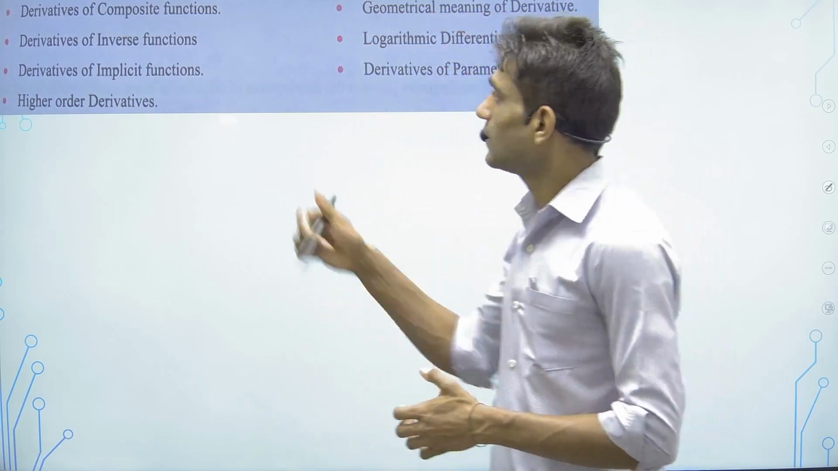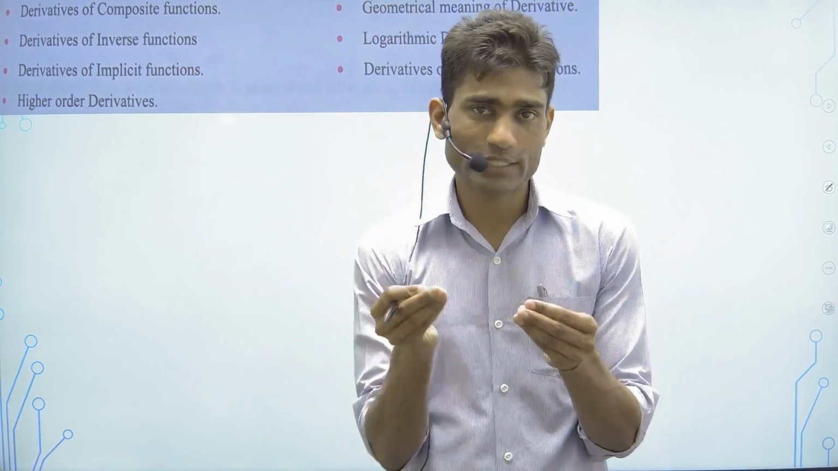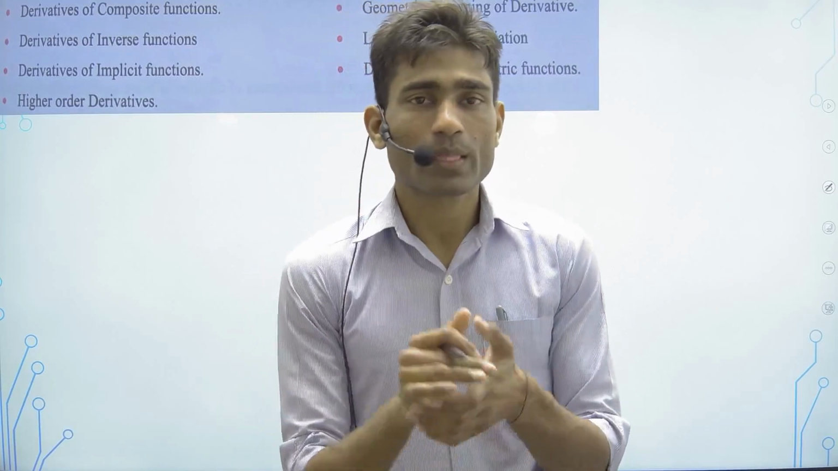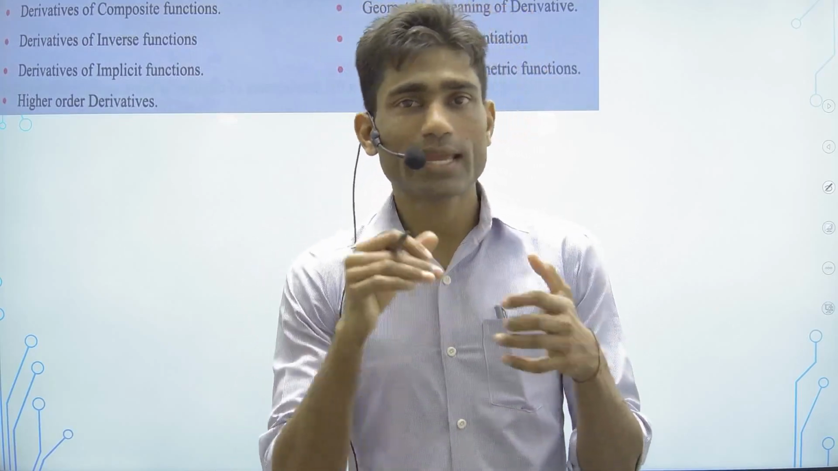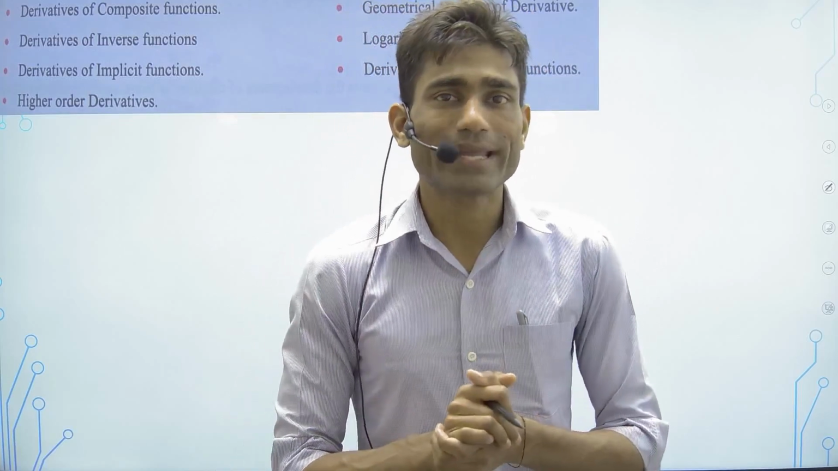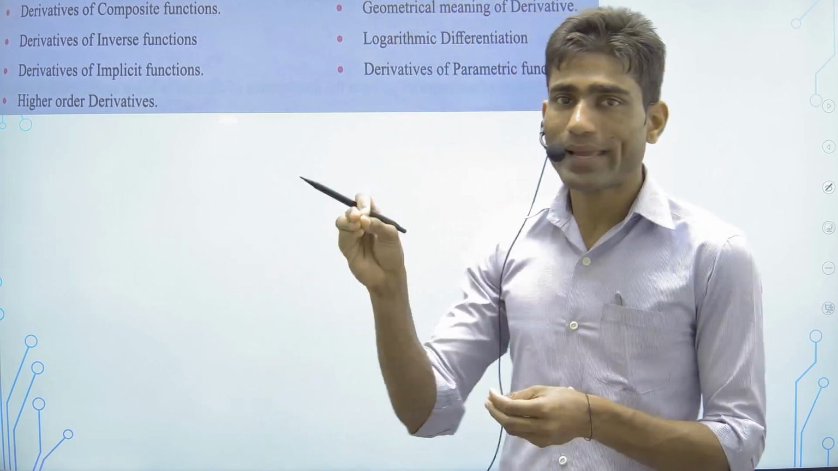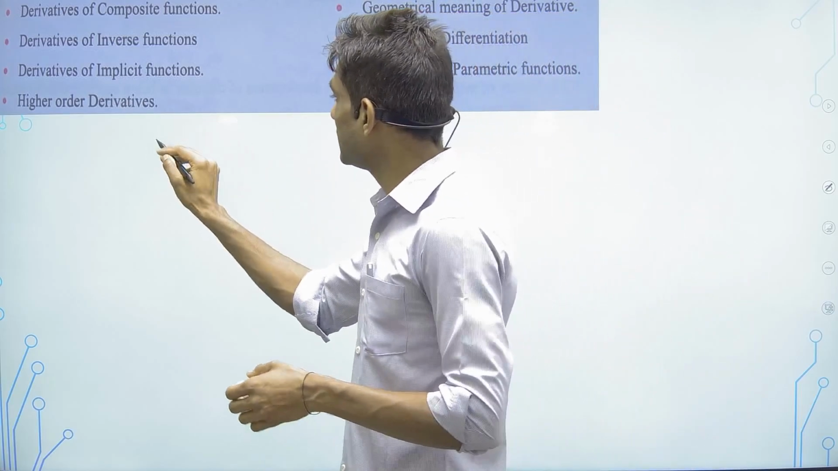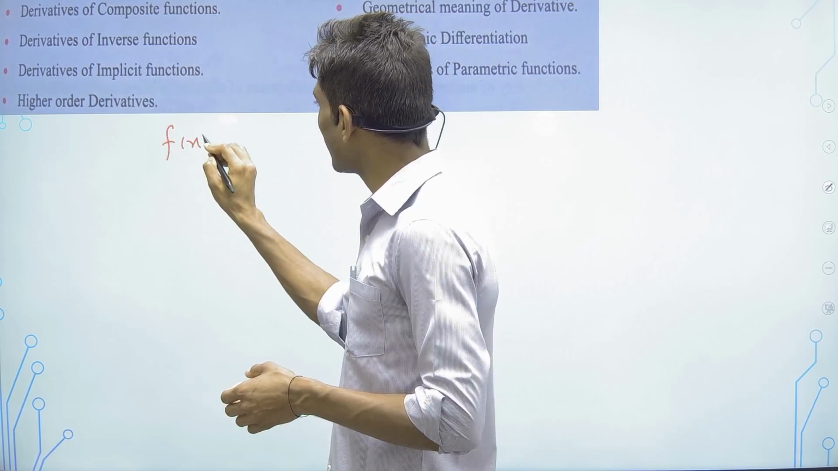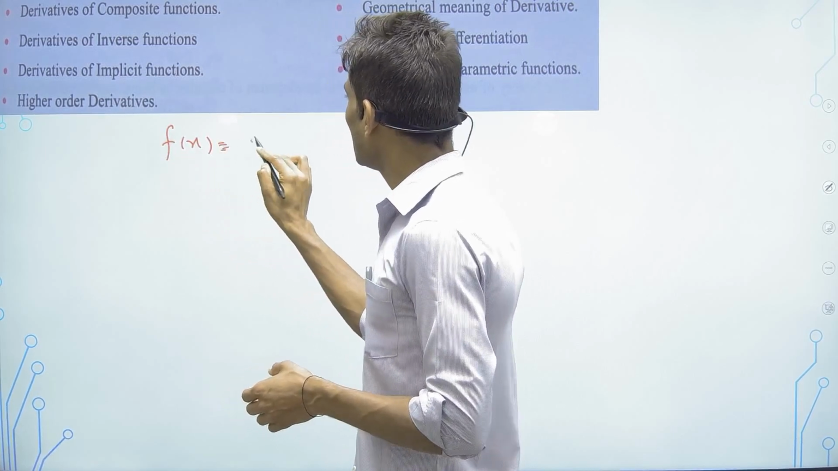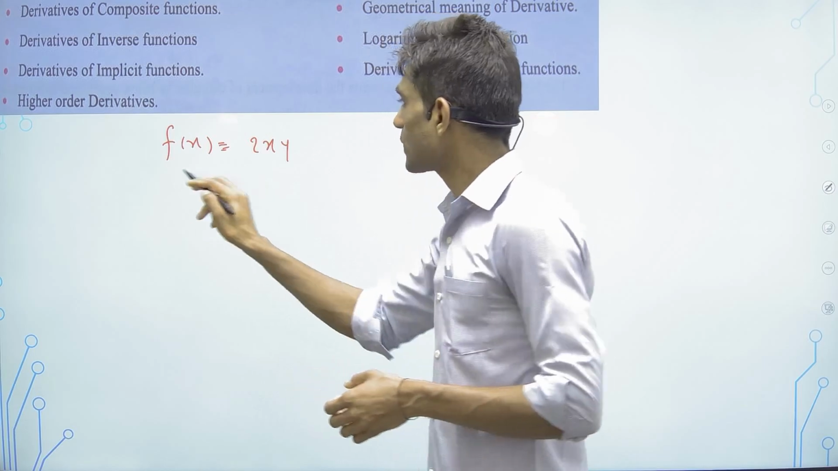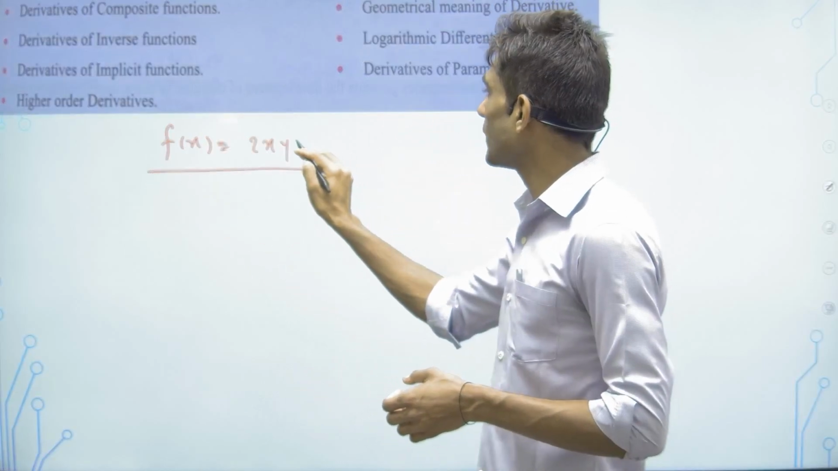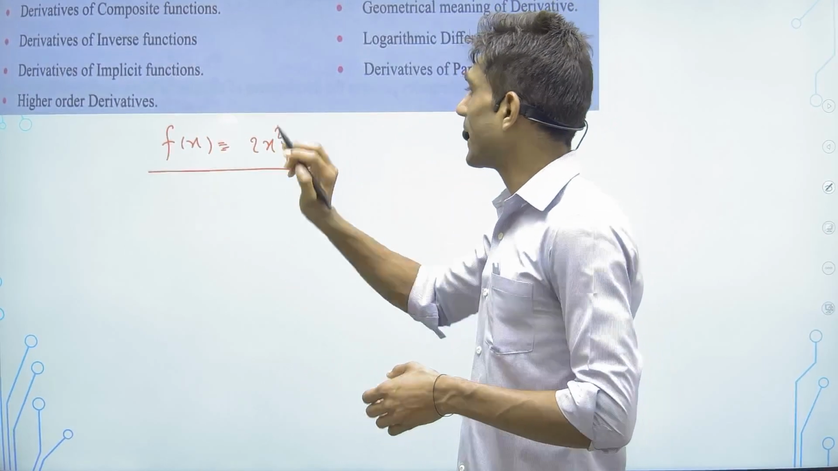First, the derivative of a composite function. Let me explain what is meant by composite function. Whenever we have functions like x and y coming together, or a function of x with respect to a function of x, that means a composite function. Consider f of x equal to 2x square y.